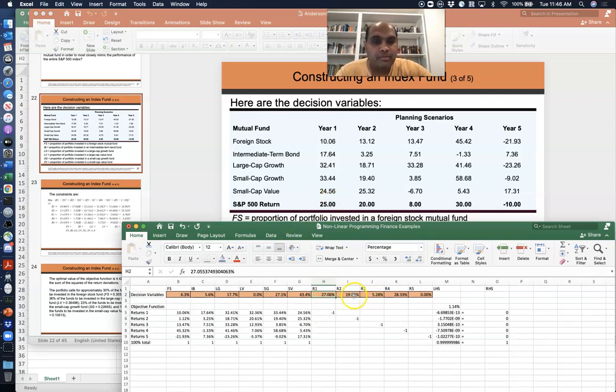We get a return of 19% in the second year. S&P is 20%, 5.28, 8%, 28.33, 30%, 0% in the fifth year, and minus 10% in year 5 for the stock market. So we're very close to the stock market index. So that's basically what we have.